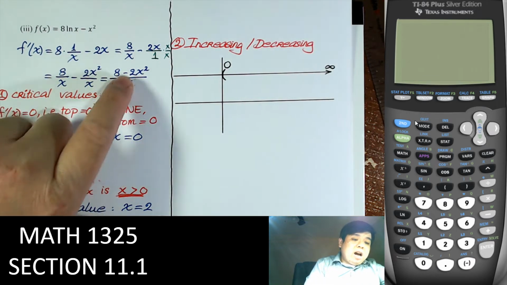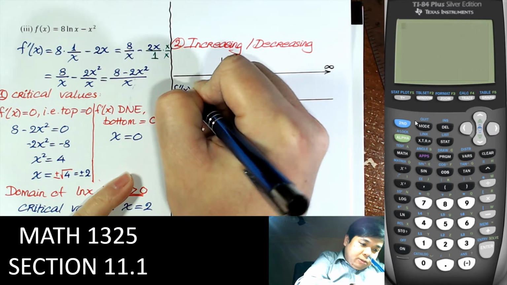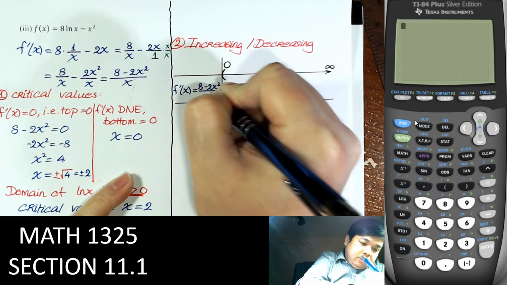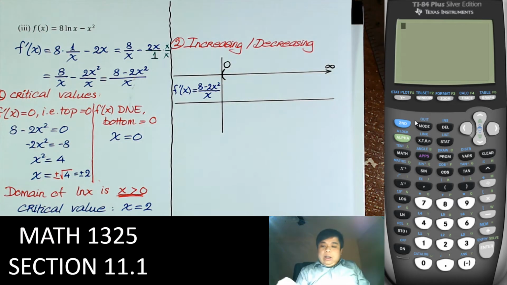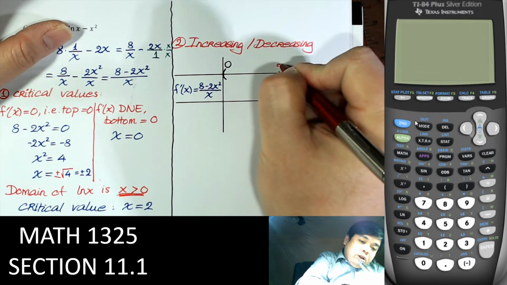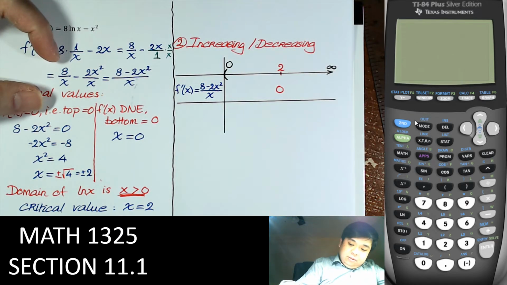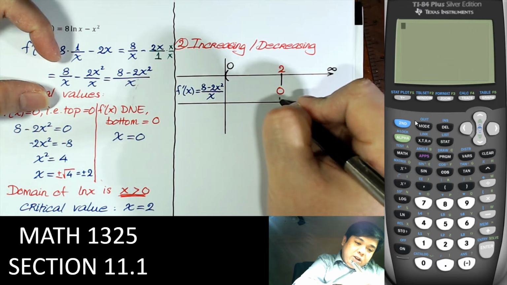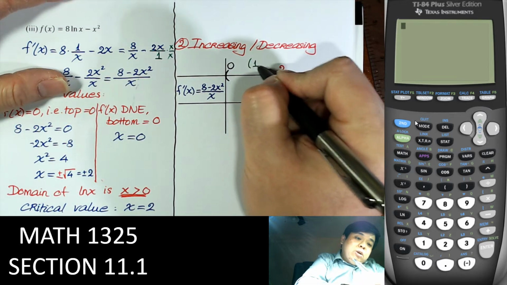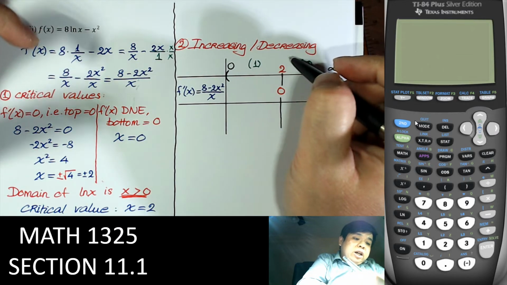Right, the derivative is that. Notice that from 0 to infinity there's only one critical value, 2, and that critical value makes the derivative equal to 0. So we need to label that clearly. Now we have a sign chart. Between 0 and 2, we cannot choose 0, so we choose 1, and for 2 to infinity we choose 3. Then we put those numbers into the derivative.